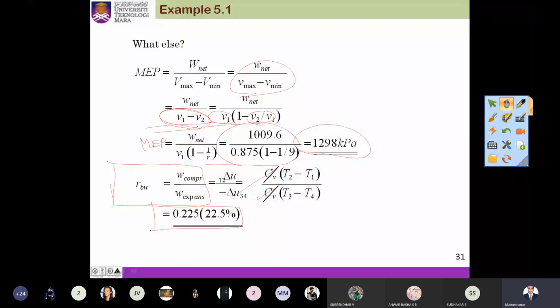We can get the back work as 22.5%. Just remember the formula. The back work can be calculated with the use of this formula. So back work is the ratio between the work done in the compression process and the work done in the expansion process.